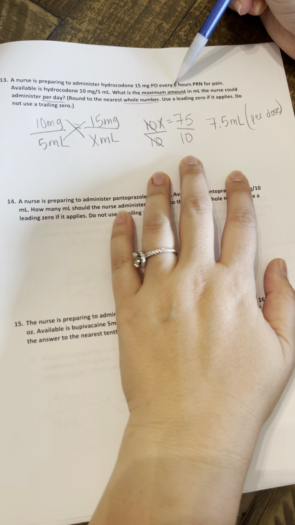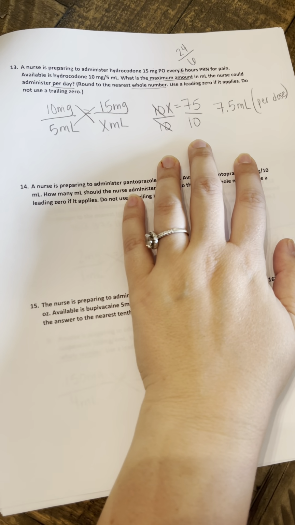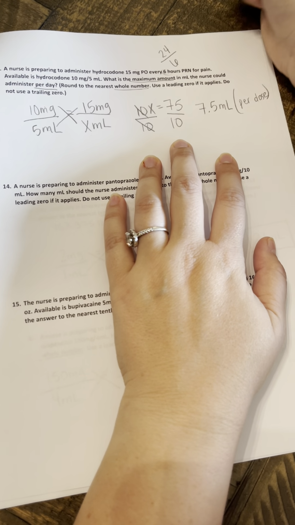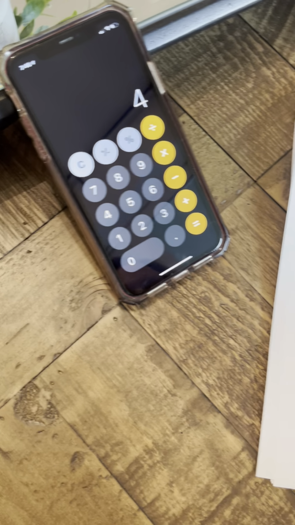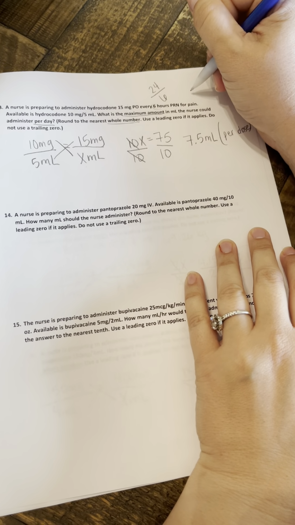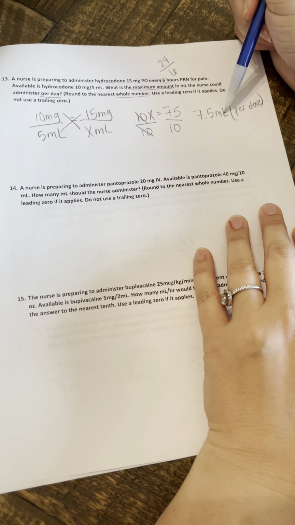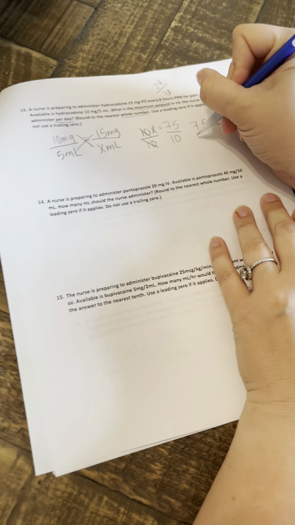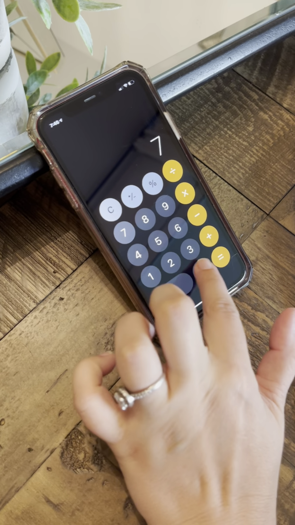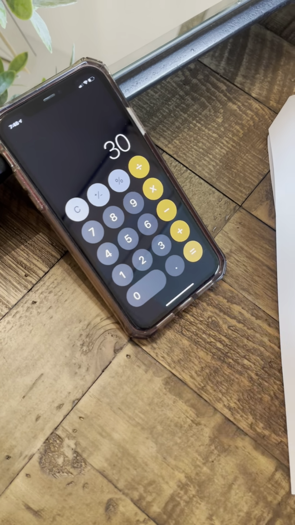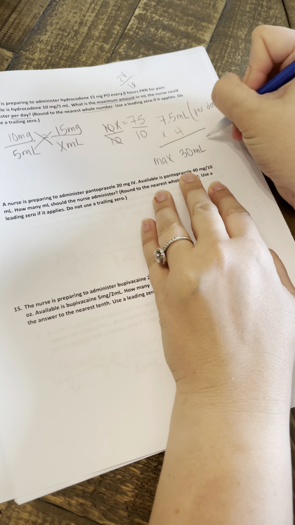So remember, if we're not sure how many times a day that is, you can do 24 hours in a day over 6 hours, or however many hours. So 24 divided by 6 is 4. So we're giving this 4 times a day. So if we wanna know the maximum amount of mLs per day, we're gonna take 7.5 times 4, and we can give a max of 30 mLs per day.